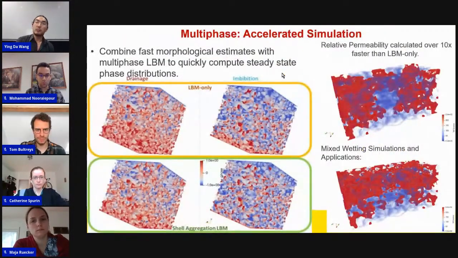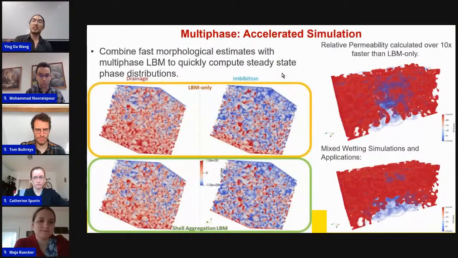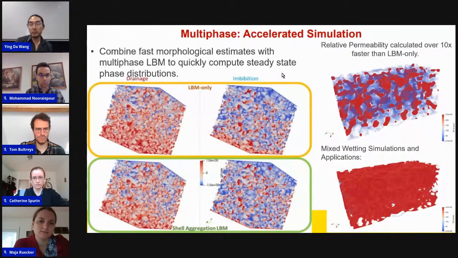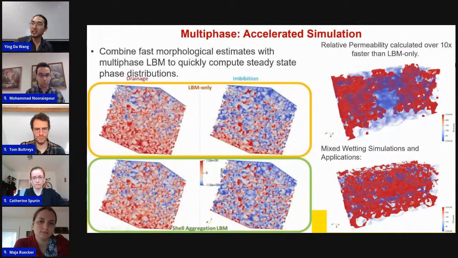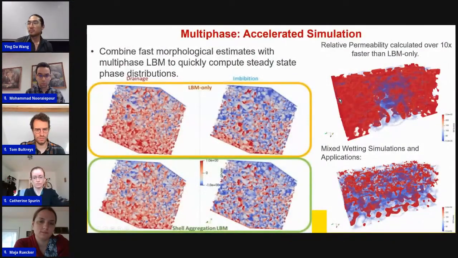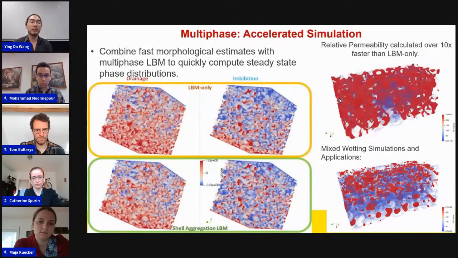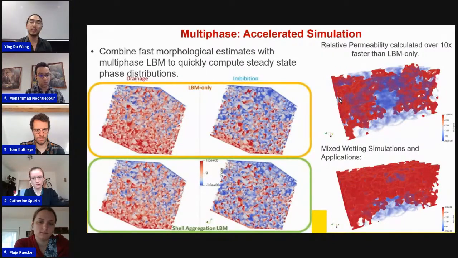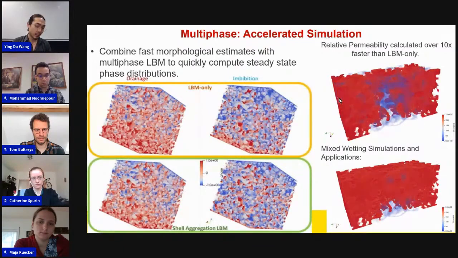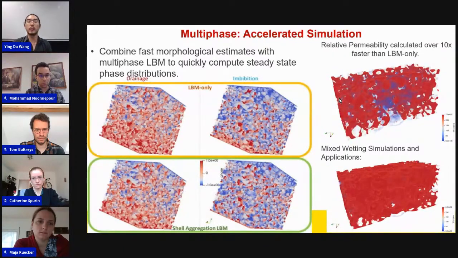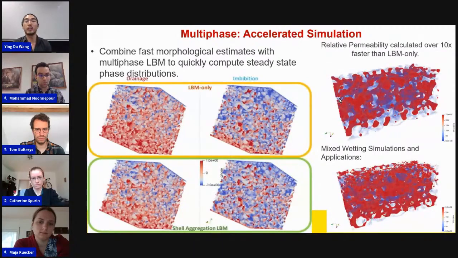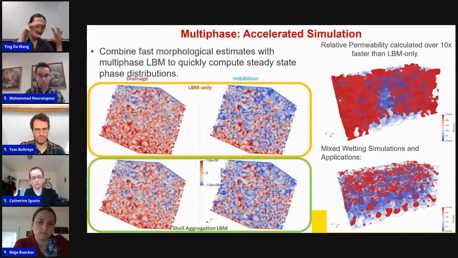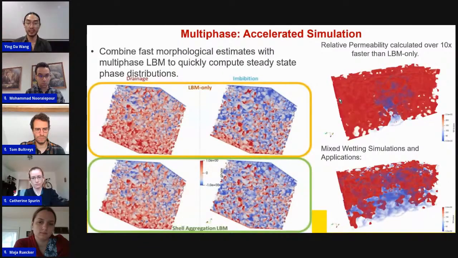Now, I'll also talk about multiphase methods here. In multiphase methods, you can combine morphological estimates with direct flow simulation, and that's a pretty straightforward idea. Here's a visualization of how it works. When the system stabilizes, you can condense or remove non-wetting phase using a morphological approach, and any errors that occur during this morphological transformation will be, for the most part, handled by LBM itself. You can continue this process, and what you find is that you can get snapshots of the steady state distribution quite quickly.